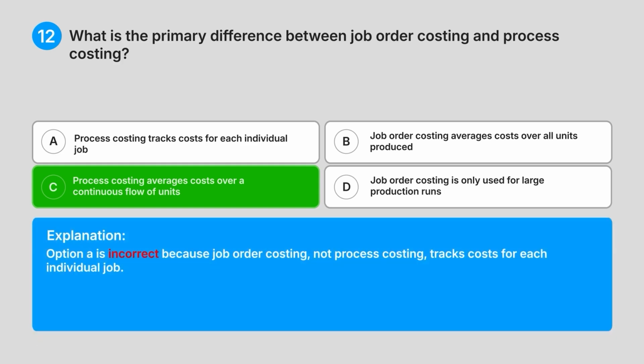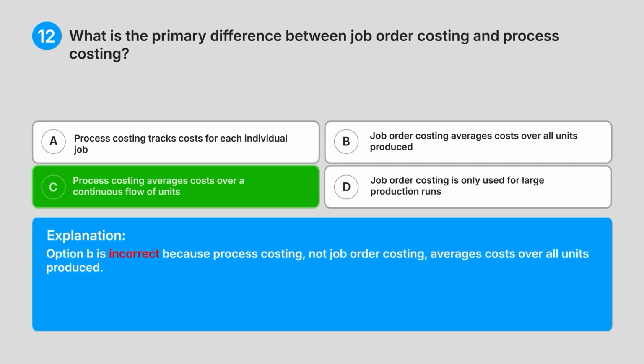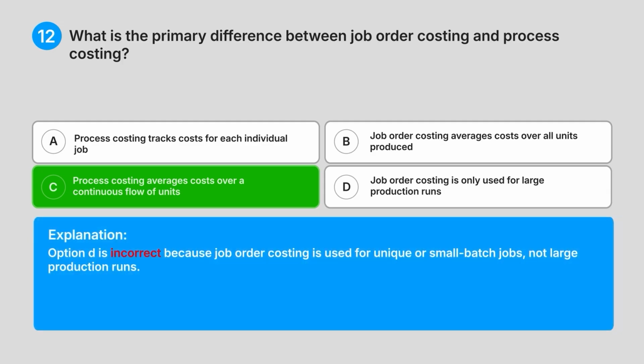Option A is incorrect because job order costing, not process costing, tracks costs for each individual job. Option B is incorrect because process costing, not job order costing, averages costs over all units produced. Option D is incorrect because job order costing is used for unique or small batch jobs, not large production runs.